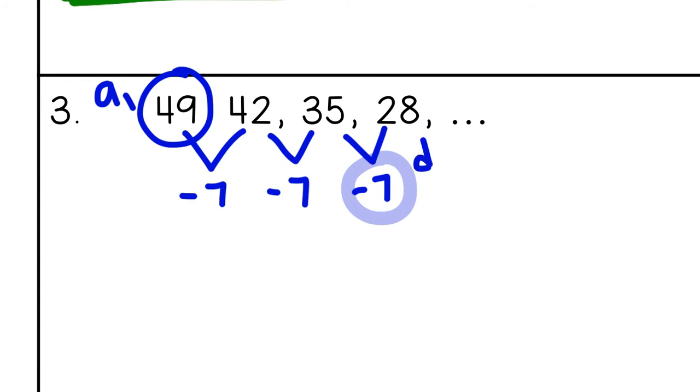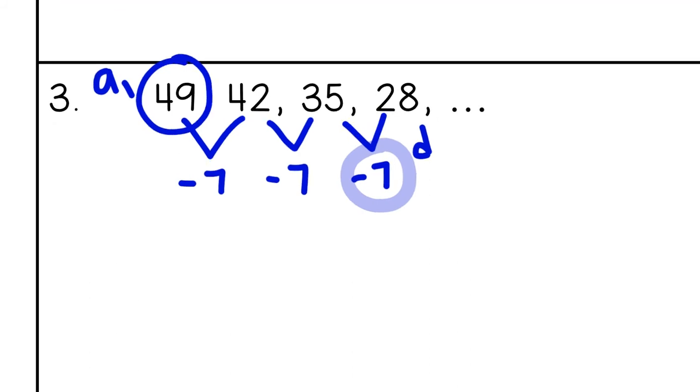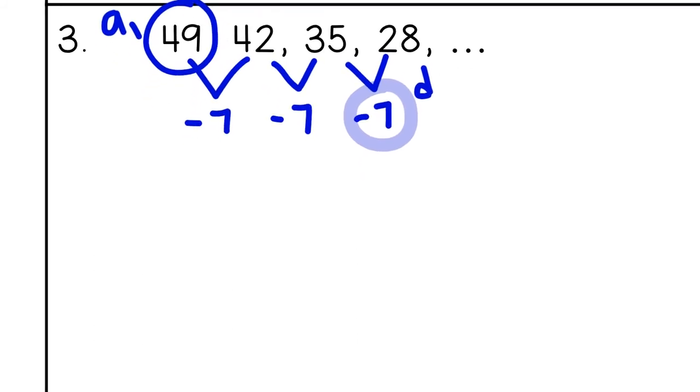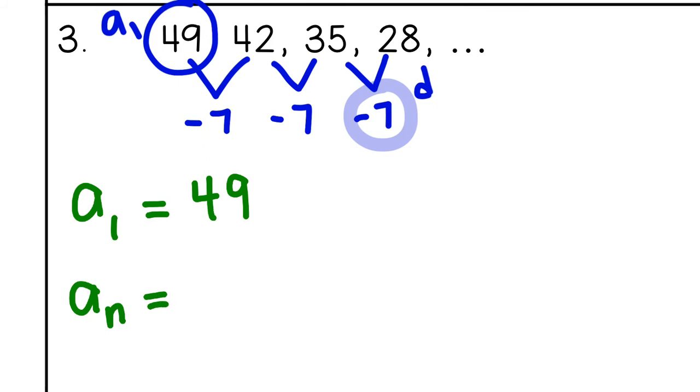Now that I have those two things, I can write my recursive formula. So remember, always start by saying what is a sub 1. For our sequence, it's 49. Okay. Then the second part of it is a sub n equals a sub n minus 1 plus their common difference. So what should go next?